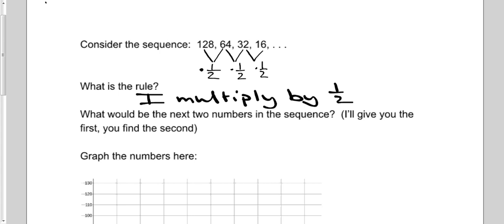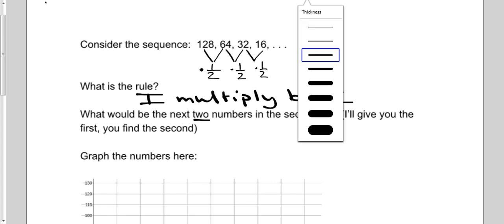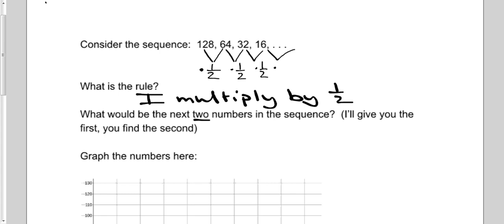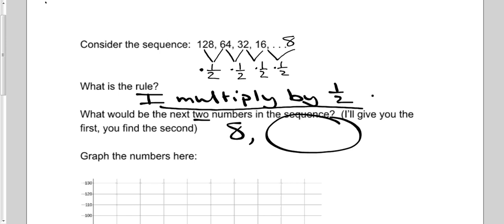So now, what would the next two numbers in the sequence be? I'll give you the first, and you find the second one. So the first one, I take 16, and I multiply it by 1/2. And 16 times 1/2 is 8. So 8 is one of my next numbers. You're going to find the next one by applying the rule. You multiply by 1/2 every time.